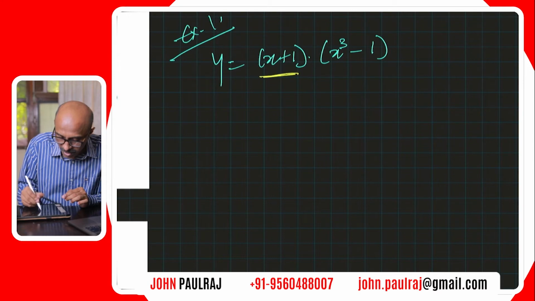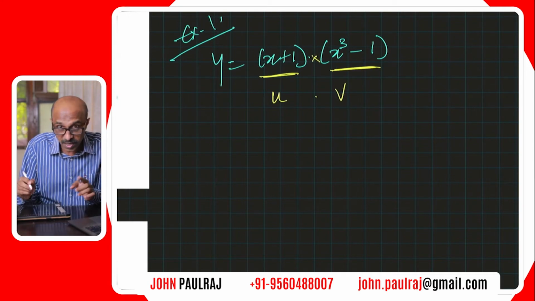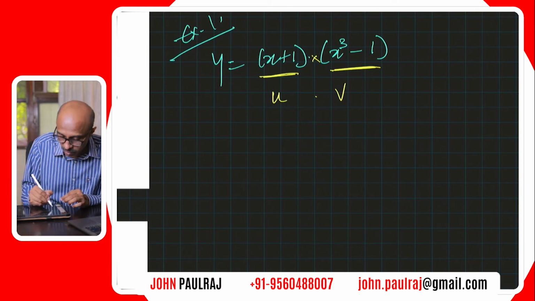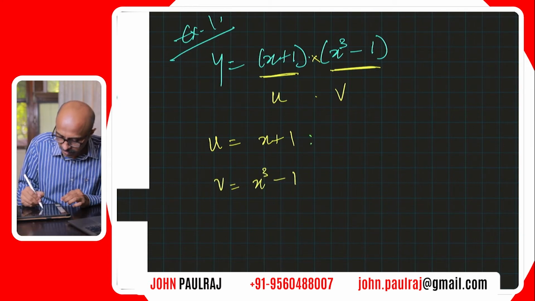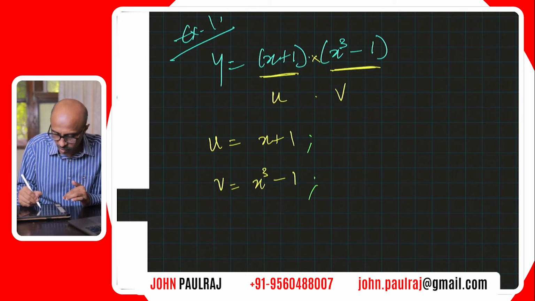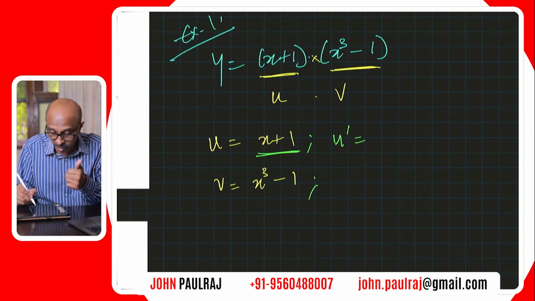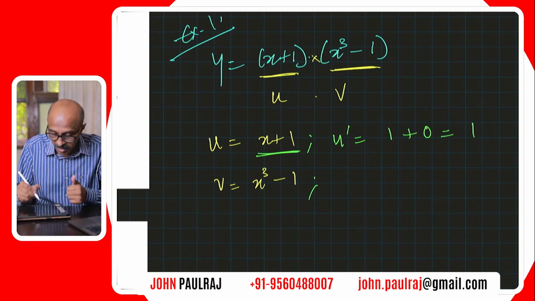We're going to identify each of these terms as u and v. It's a product of two terms, and we're trying to use the product rule. So first we write down u as x plus 1 and v as x cubed minus 1. Then we find the derivative of each. u prime is the derivative of x plus 1. The derivative of x is 1, the derivative of 1 is 0, so u prime is just 1.